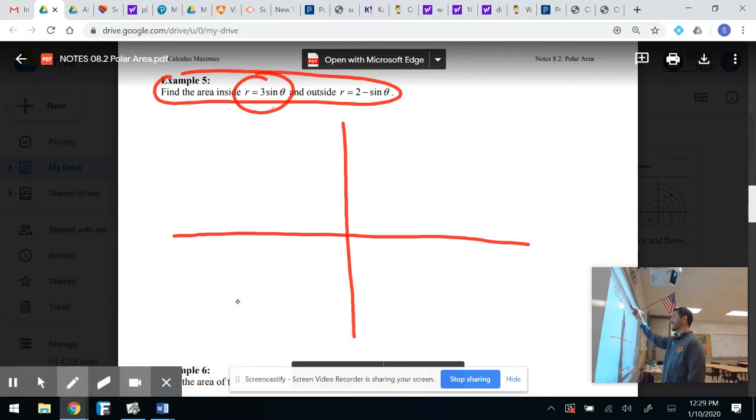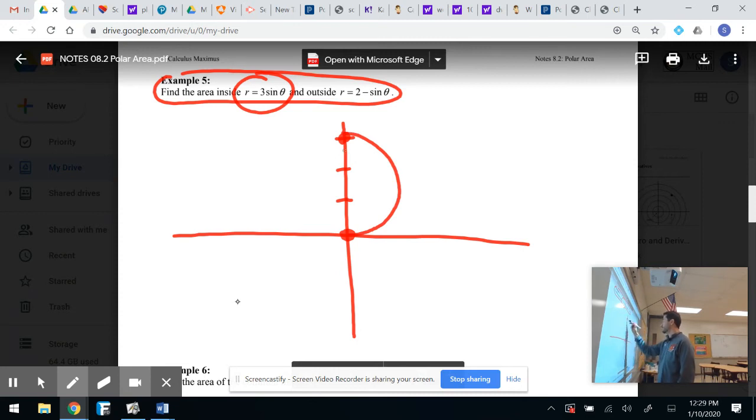I could do my little table. I don't probably need a table, right? Because there's no double or triple angle. It's not a rose. It's not getting crazy on me. But if I plug a 0 in there, sine of 0 is 0. And then pi over 2, 1, 2, 3. Boom. And I better know that it's a circle.